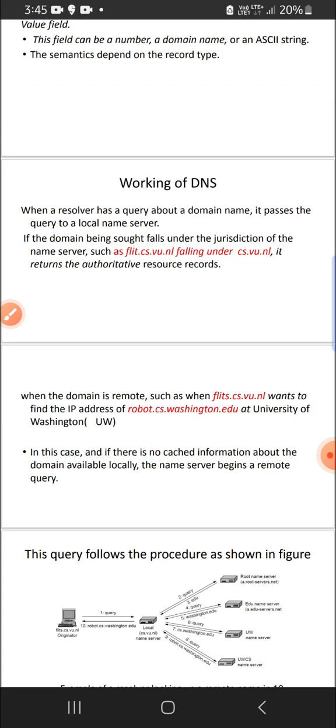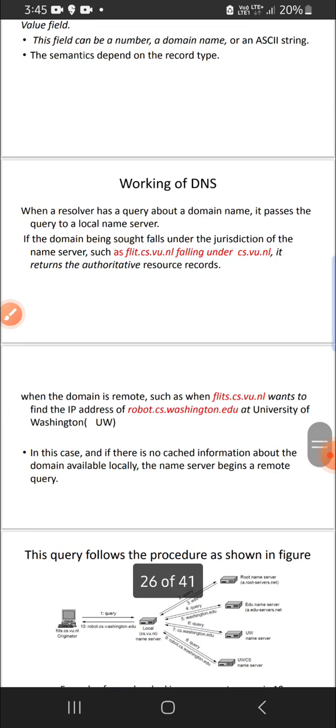such as flit.cs.vu.nl falling under cs.vu.nl, it returns authoritative resource records. When the domain is remote, such as when flit.cs.vu.nl wants to find the IP address of robert.cs.washington.edu at University of Washington.